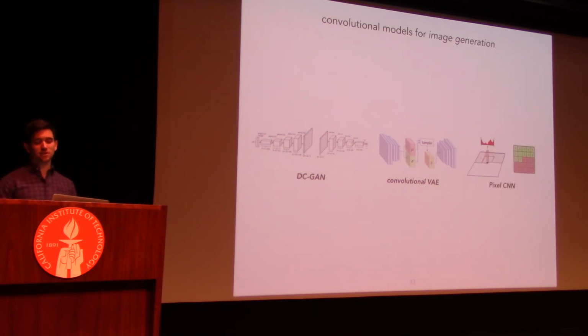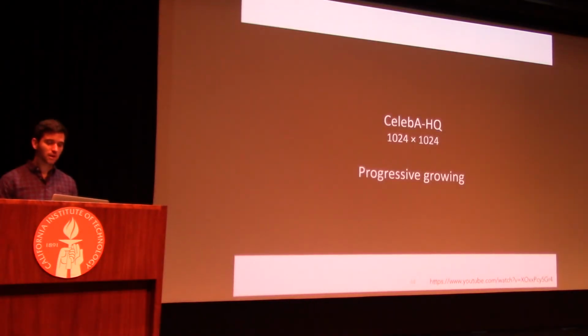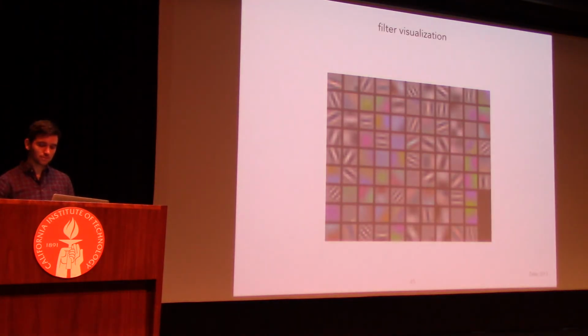And then you have things like autoregressive models like this thing called PixelCNN. And we'll get into the details of all these in that lecture. But I just wanted to show you, there's a really, really cool video showing what these models are capable of doing.